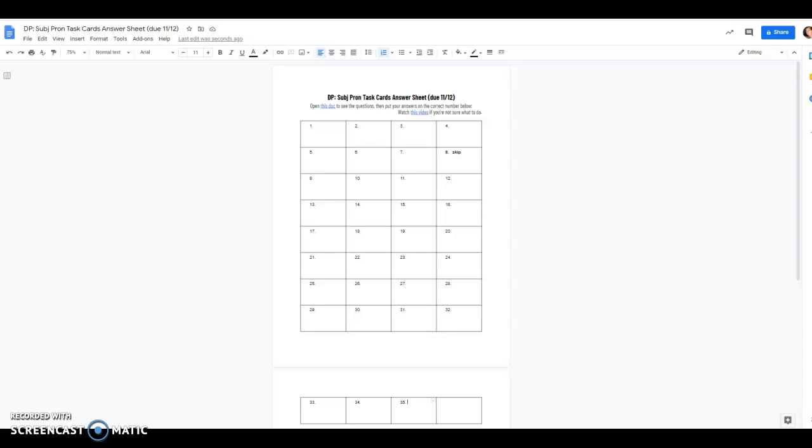DP, subject pronouns, task cards, answer sheet. So this is due on 11/12. And it says, open this doc to see the questions.